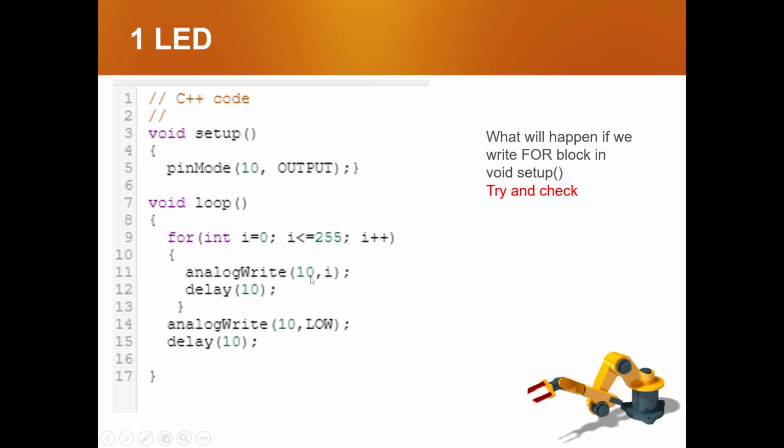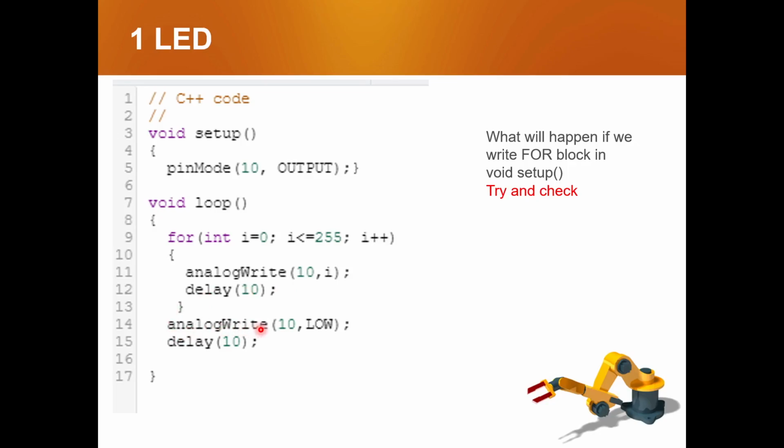So this 10 is basically the pin at which our LED bulb is connected. Now this command means that the bulb is getting a value of i. So we are giving this value i to whatever component is connected at pin number 10. Here our connection is at 10, and i is the value that is getting transferred to this pin. delay(10), 10 milliseconds. Now the loop is closed.